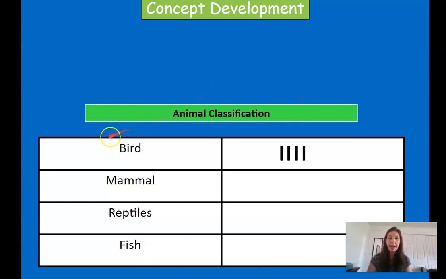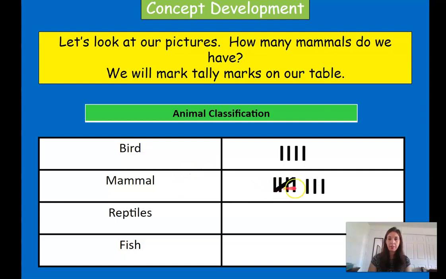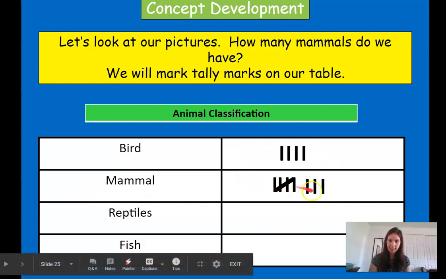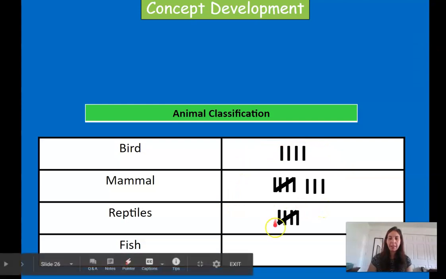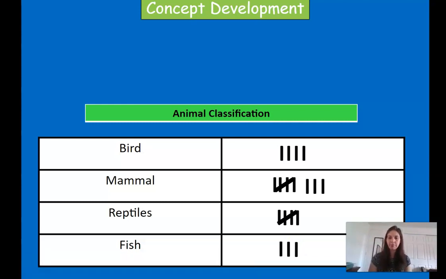So let's see. We have 1, 2, 3, 4 birds. We have 5, 6, 7, 8 mammals. And in case you forgot what these are called, these are tally marks. We have 5 reptiles. Remember that with tally marks, you do 4 straight down, 1, 2, 3, 4, and then you go across for your 5th one. And we have 3 fish.